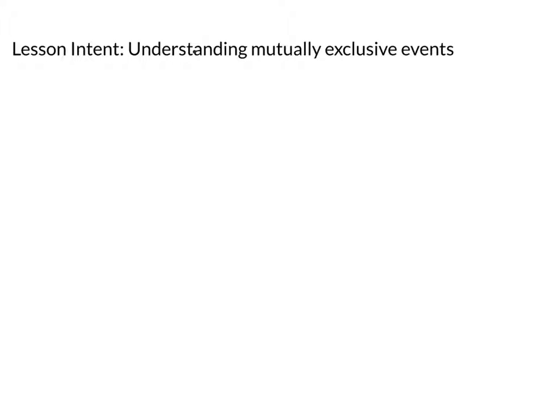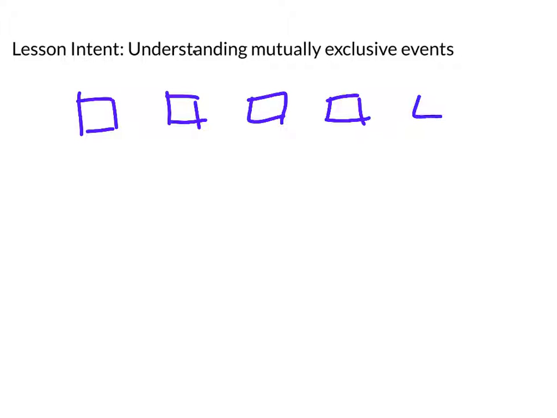Okay, so today we're going to be understanding mutually exclusive events. To start us off, let's do a dice. There are 6 sides of a dice. Let's say that's 1, 2, 3, 4, 5, 6. And in this case we have 2 events: throwing the dice once and then throwing the dice a second time.